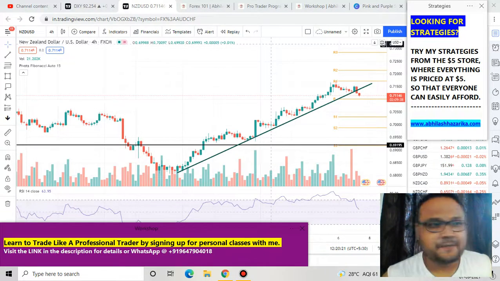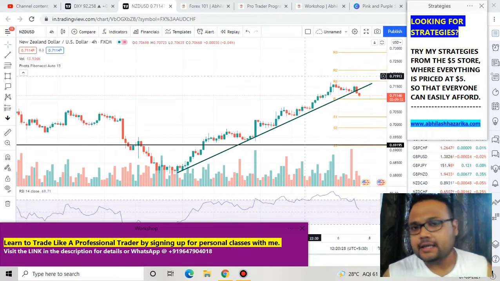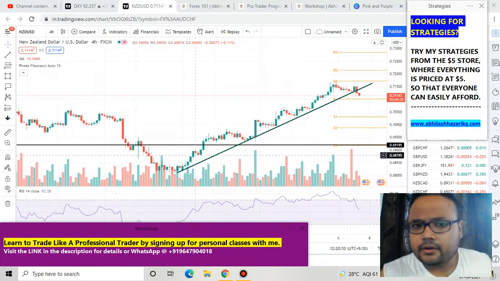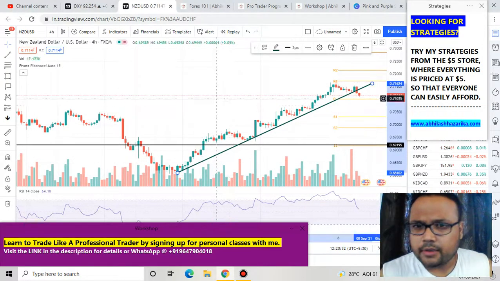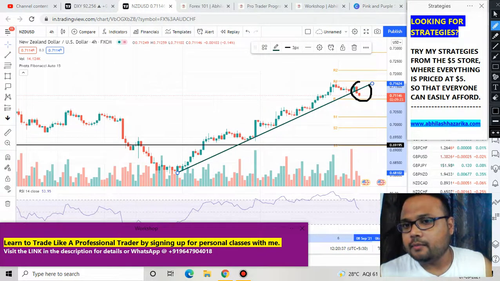So let's get started. This is the 4-hour chart of NZD USD in front of us right now, and as we can clearly see, it was following a trend line and the market was in a beautiful uptrend. But right now we can clearly see that the market is trading below the trend line.